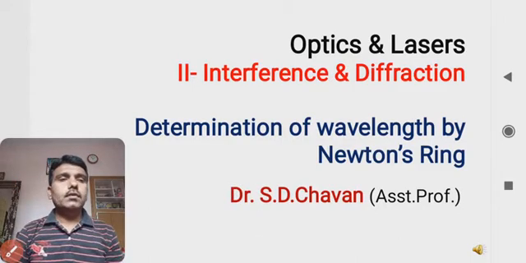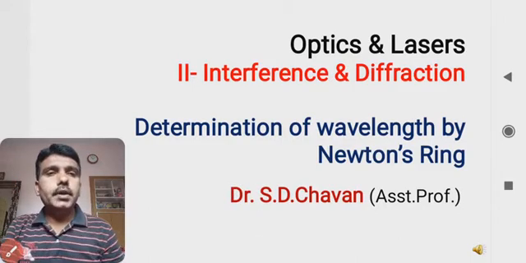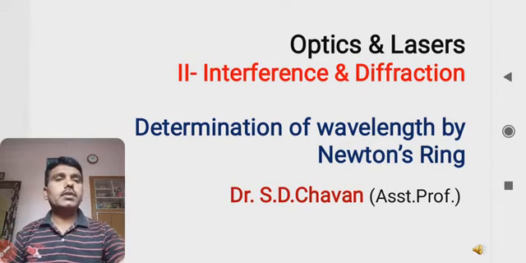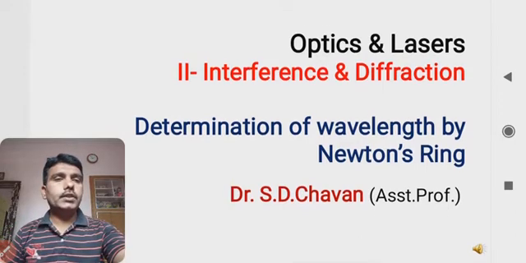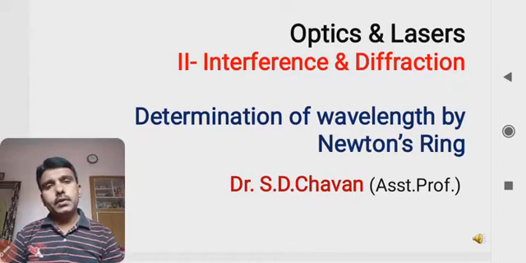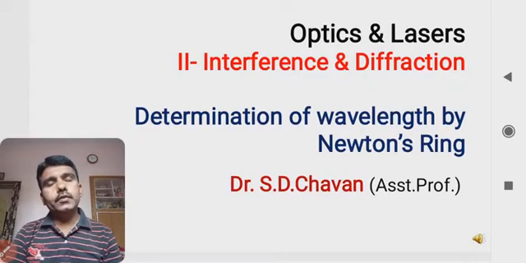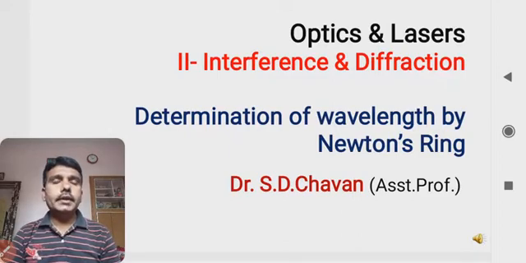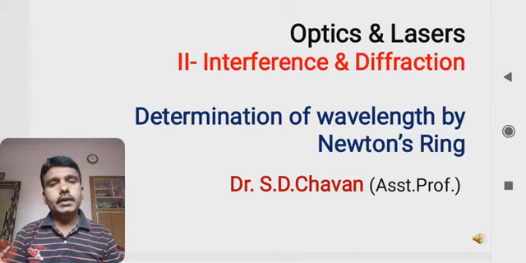Hello everybody. Once again I am here for another part of this second unit called interference and diffraction. In the introductory part we have seen what is meant by interference, how Newton's rings play an important role in getting this interference phenomenon, and what the calculation will be for the dark ring or the bright ring.